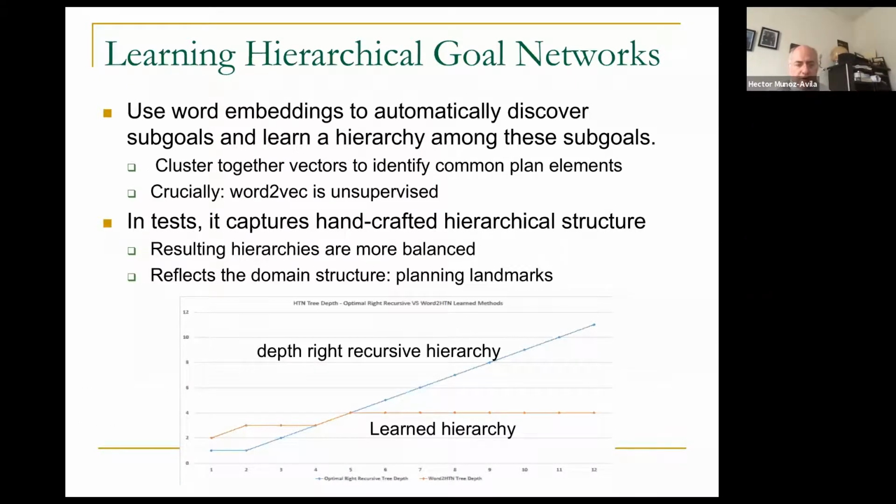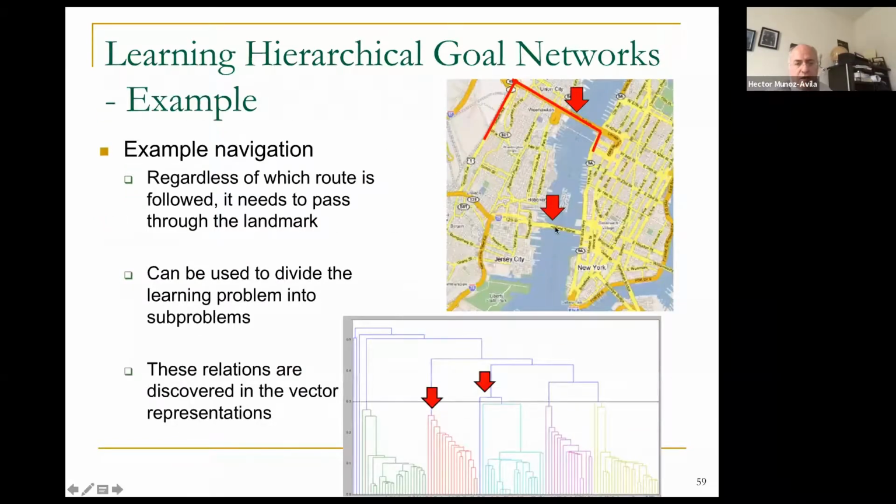So let me show you an example of how this works conceptually. What you see here is a map of Manhattan, the part of New York City. And on this other side is Jersey City. So here is Manhattan, here is Jersey City.